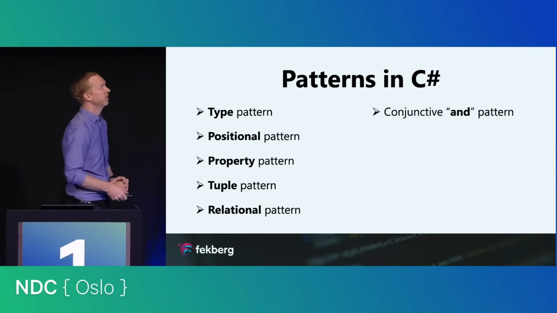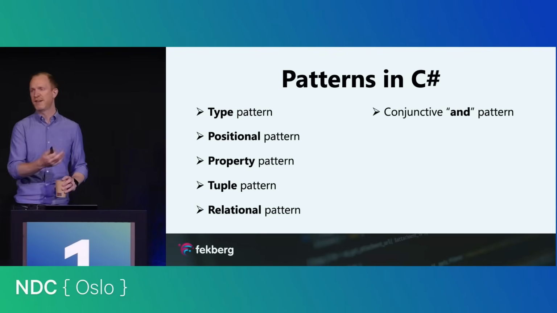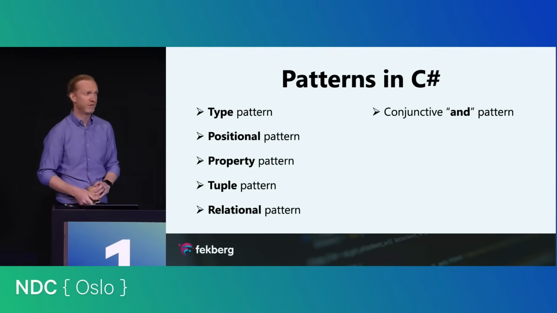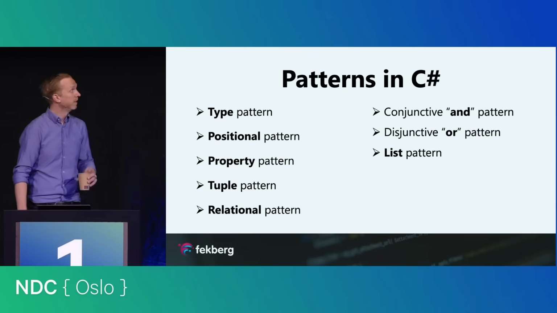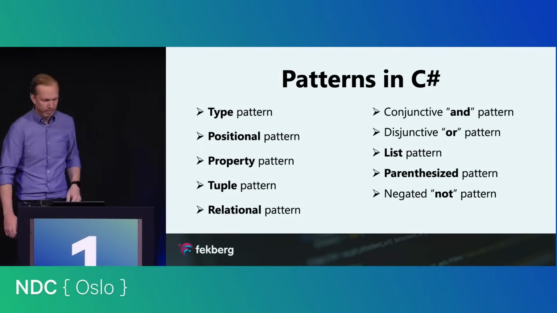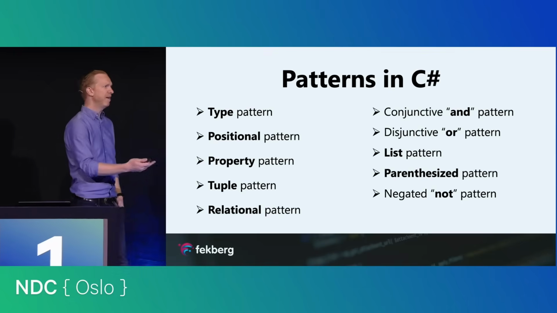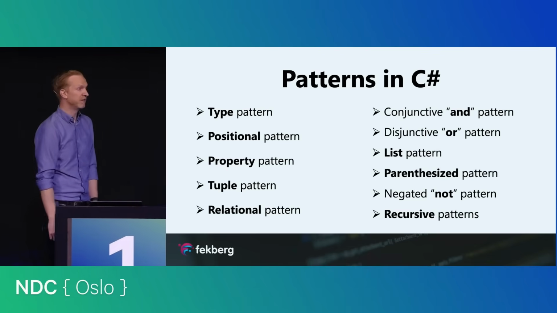We can create a conjunctive AND pattern, say like, hey, this value has to be more than 10 and less than 20, for example, which is very, very convenient. You can also exclude values by using the disjunctive OR pattern. There's a list pattern. Parenthesized pattern can negate things like saying, hey, if it's not null. Don't worry, you don't have to remember all of this. I'm going to show you a couple of these examples as well.